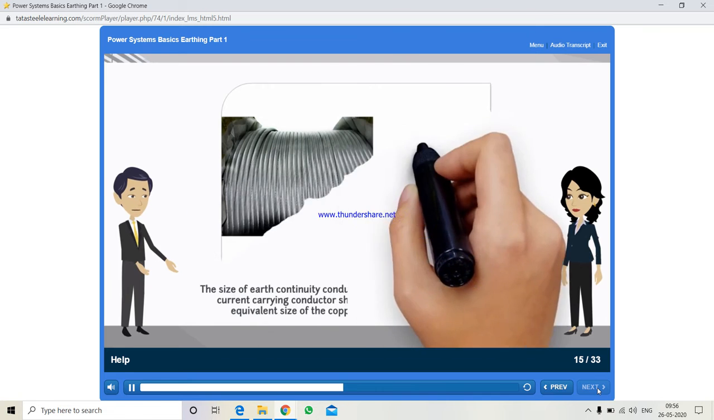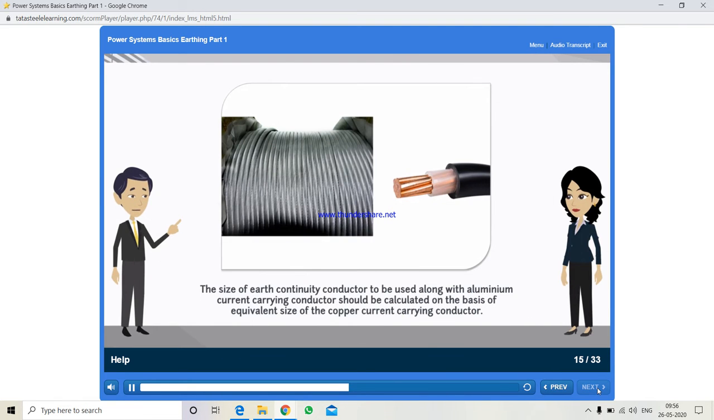Further, the size of earth continuity conductor to be used along with aluminium current carrying conductor should be calculated on the basis of equivalent size of the copper current carrying conductor. Here, another point to remember is that, irrespective of the size or type of an electrically driven machine tool, the bed plate of the machine is earthed by means of a strip or conductor of not less than 6.5 mm square cross-sectional area if of copper, 10 mm square if of aluminium, and 16 mm square if of galvanized iron or steel.